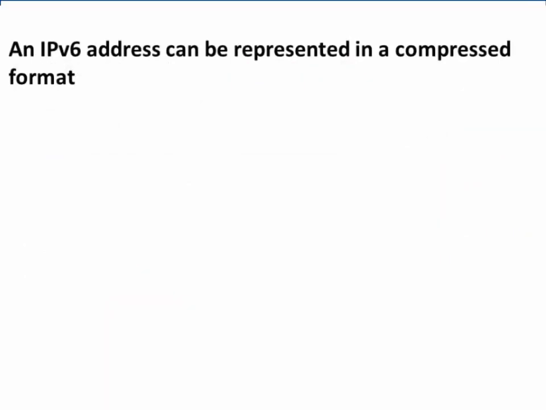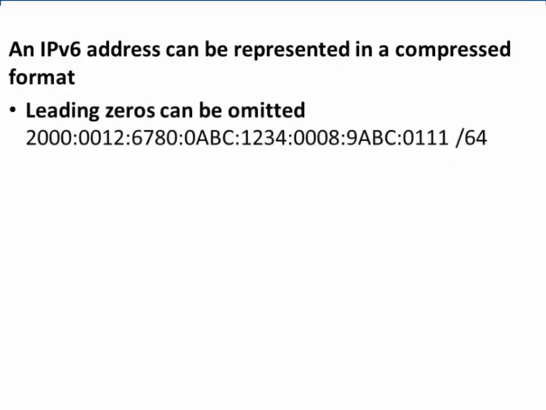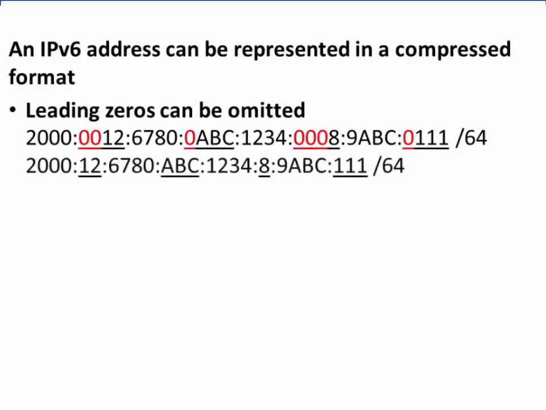An IPv6 address can be represented in a compressed format. In other words, leading zeros, meaning the zeros to the left, can be omitted. In this IPv6 address, we can see the following zeros highlighted in red are on the left side of the hextets. These zeros can be omitted, like this.